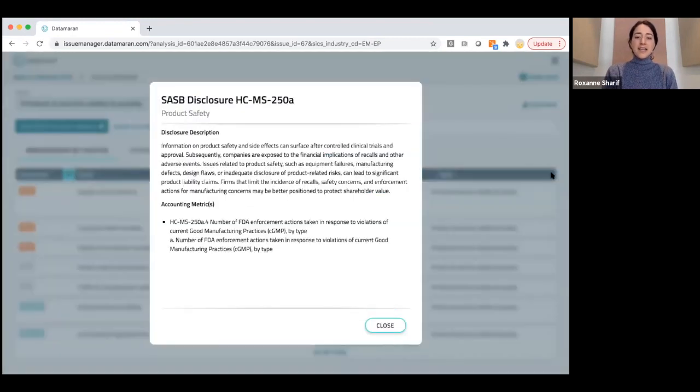Alternatively, I could click into the SASB disclosure recommendations. Again, SASB is really focused more on what topics are financially material for you. They're geared more towards investors and people who are looking for comparable metrics from a financial perspective.